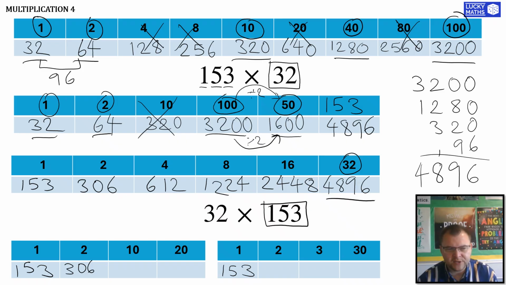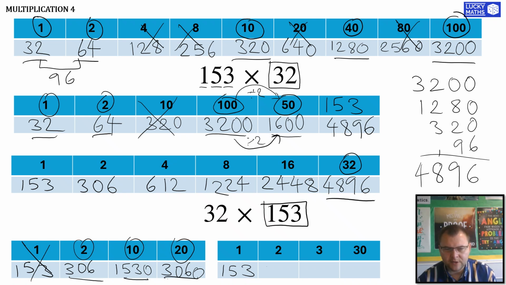153 doubles to make 306. I'm going to times the 1 value by 10 and the 2 value by 10. And then I'm going to go 20 plus 10 plus 2. So yes, I've got to add 3 numbers, but I've really had to do very little there to generate those numbers. Because once I've doubled, I'm just times them by 10.